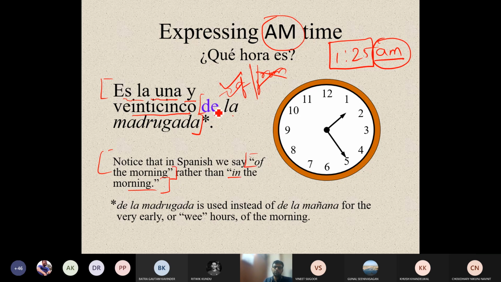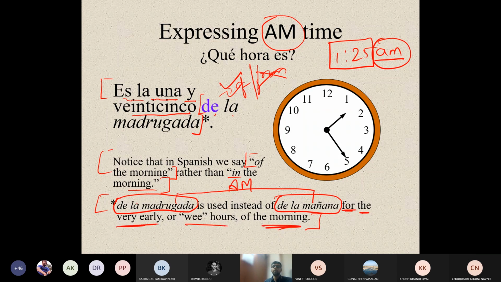Never change "de" to "en" in "de la madrugada." That will not be correct. Always use de la madrugada. And when do we use de la madrugada? That is also something you have to know. De la madrugada is used instead of de la mañana. Actually, there are two expressions in Spanish for AM: one is de la madrugada and another is de la mañana. De la madrugada is used for the very early or wee hours of the morning.